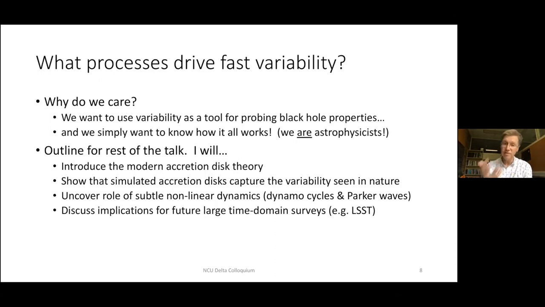In fact, the variability you see also depends upon the wave band you're looking at. If you're looking at the X-rays versus optical or ultraviolet, you get different observed variability. So, in principle, if we understand variability, we can use observations of variability to measure, for example, black hole mass, or properties of the accretion disk, or other interesting properties of the object. The second reason why we care is that this is a mysterious and impressive phenomenon. We just want to know how it works. We're astrophysicists. We want to get to the bottom of the physics of how this works.